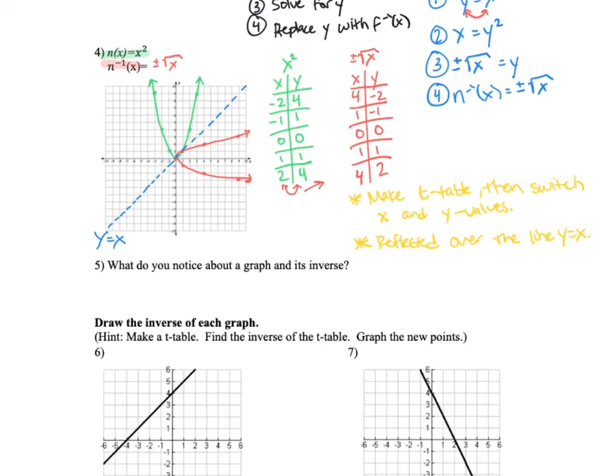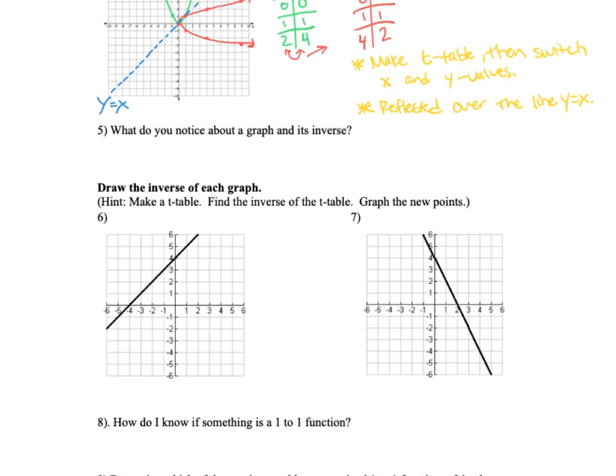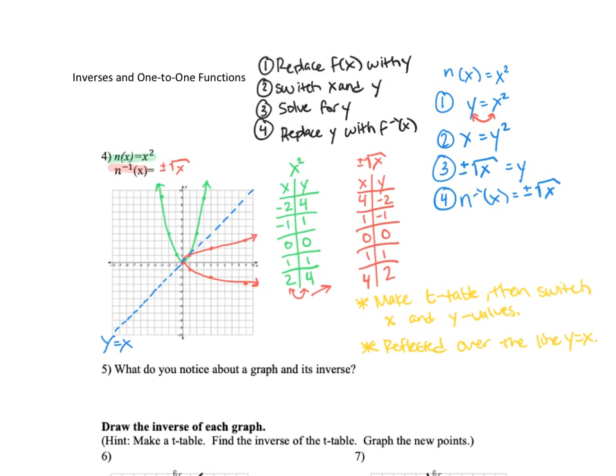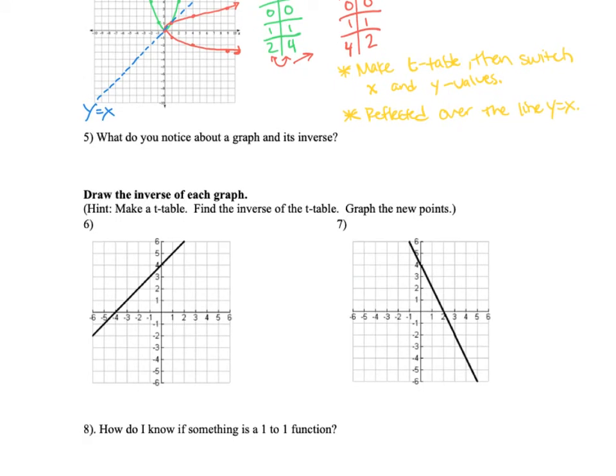So we're going to move to problem 7. It says, draw the inverse of each graph. Hint, make a t-table, find the inverse, graph the new points. That's exactly what we did up here. So we're just going to do the same thing now.